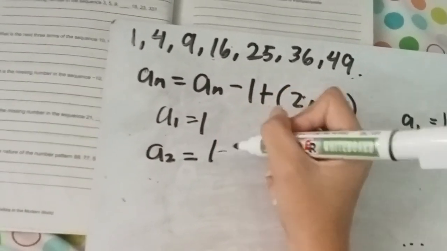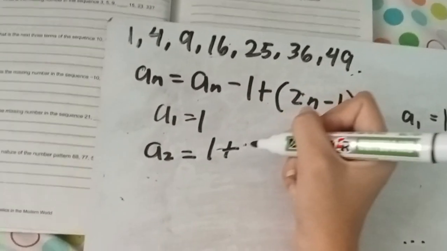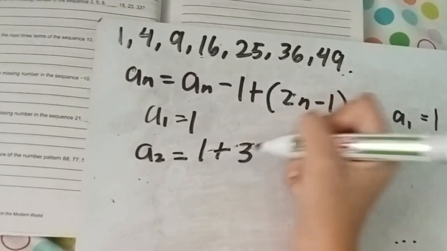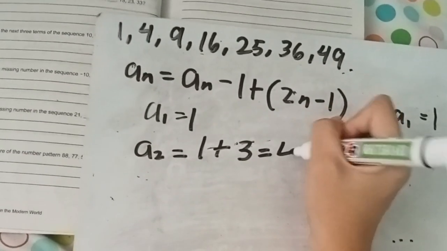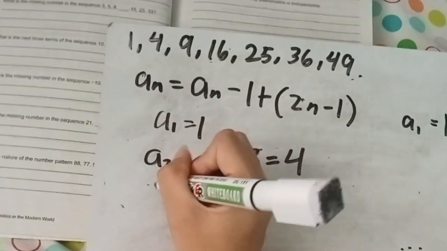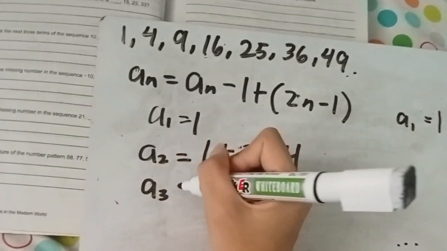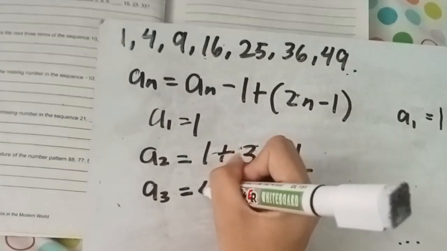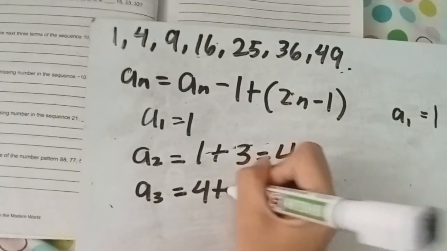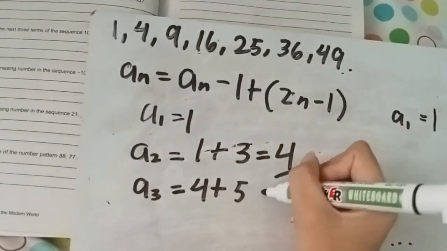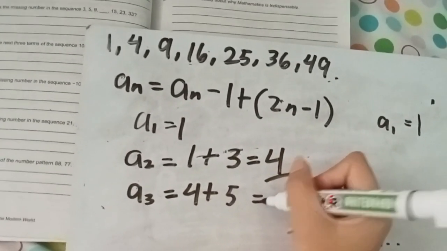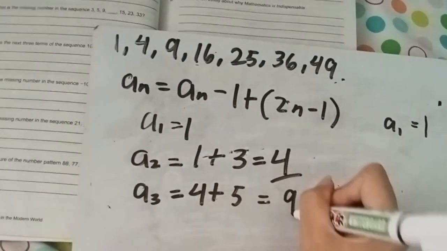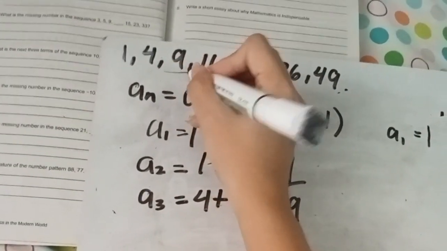Now to get the next number, we will add the previous number to its difference. 4 minus 1 equals 3, therefore we add 3. The same procedure applies to the next number. A3 is equal to 4, which is the previous number, added to its difference, which is 5, equals 9. Then the third term would be 9.